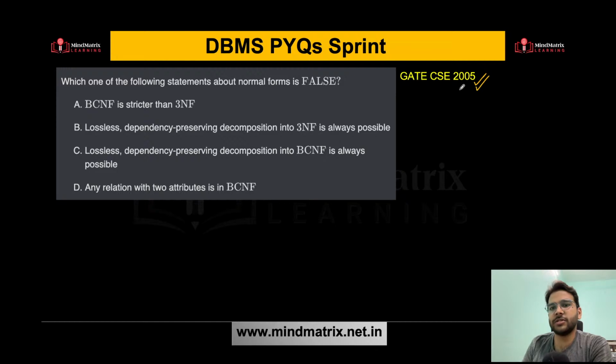That is from GATE CSE 2005. Which one of the following statements about normal form is false? Again, we need to find a false statement over here. Option A says BCNF is stricter than 3NF. Yes, it is true. Why so?